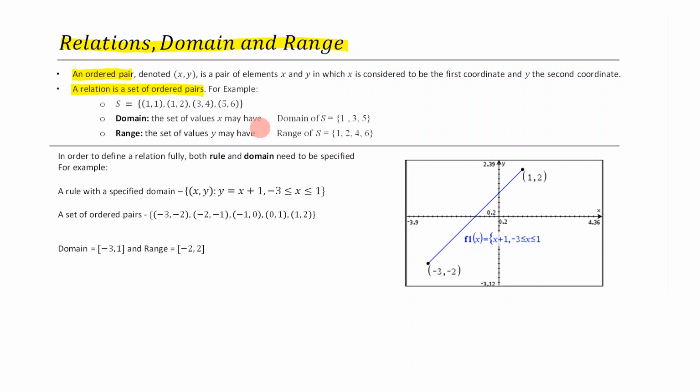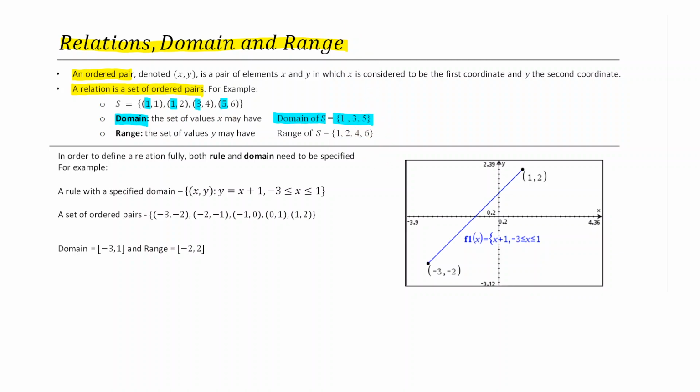Now, an important thing that we have to recognize here is the domain and the range. The domain of this relation is the set of values x may have. So the domain is simply all of your x values. If you were asked to write down what the domain of S is, you're simply going to say, well, it's 1, 3, and 5. They are my possible x values.